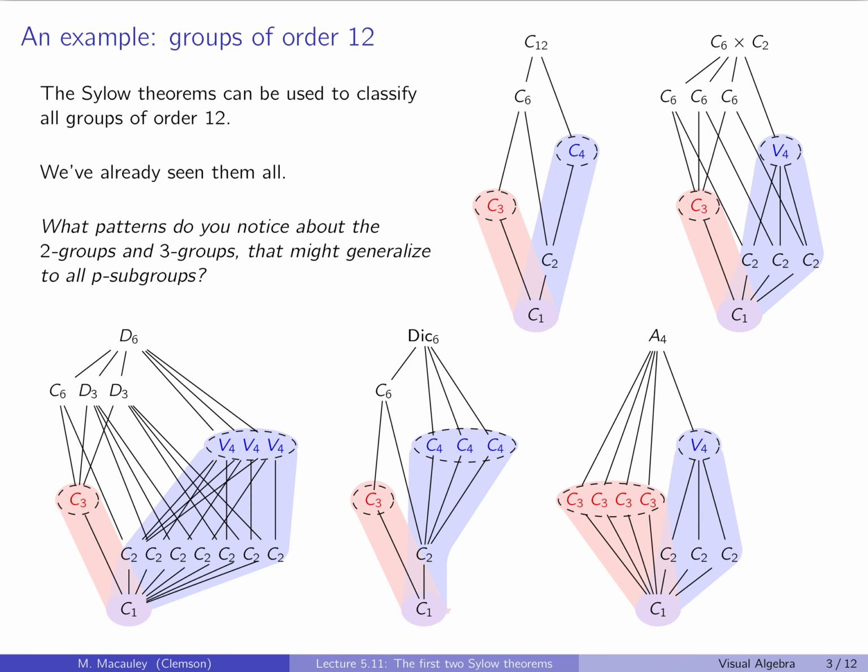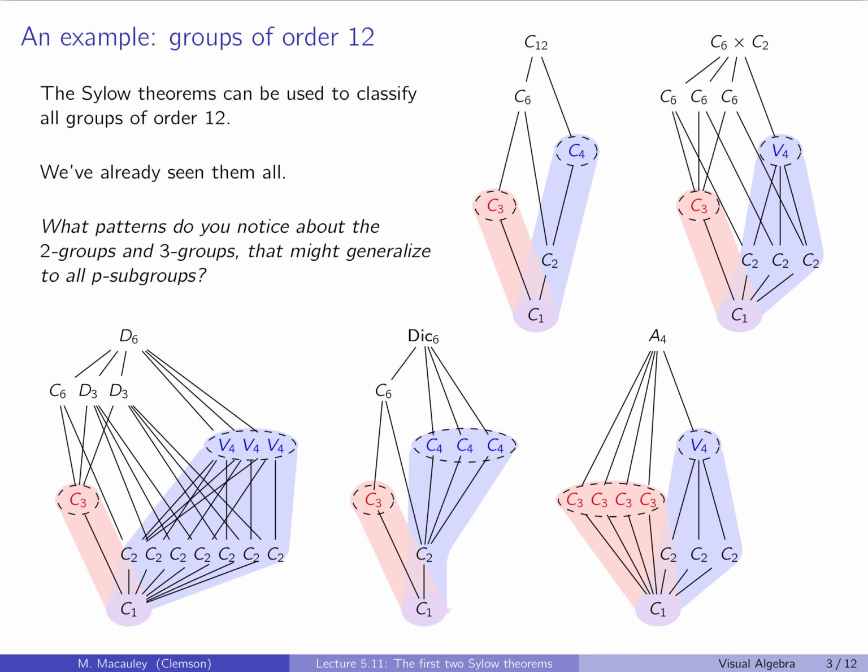The Sylow theorems can be used to classify all groups of order 12, and we will do this in the next lecture. We've already seen them all, and here's a picture of their subgroup lattices. What patterns do you notice about the 2-groups and the 3-groups, that is the p-subgroups for the two primes dividing 12? I mentioned this in the introductory summary a few slides ago, but it helps to see a picture. Notice how all the p-subgroups come in towers. The blue towers are the 2-groups, and the red towers are the 3-groups. Notice how the tops of the towers form a single conjugacy class.